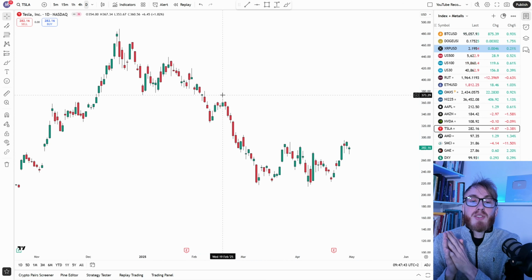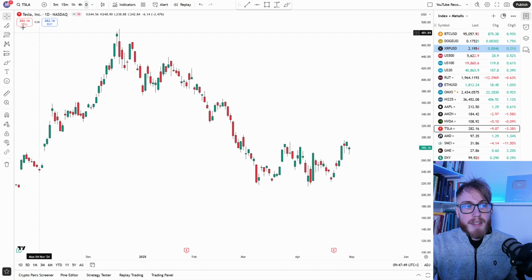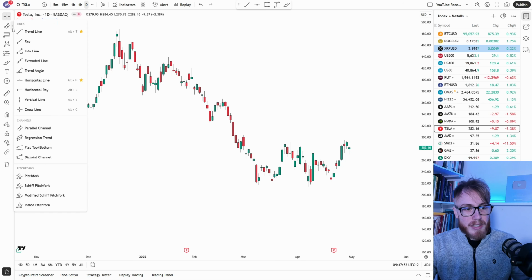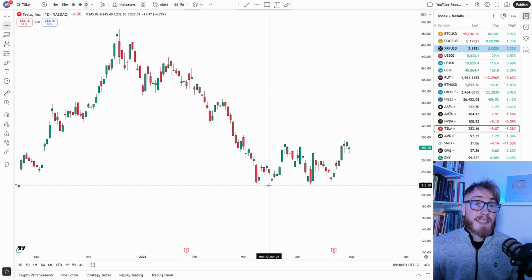But now, guys, let's switch the attention to a very simple but very powerful tool. Or let's actually first start with this tool. So the next tool I want to show you guys is the tool right here called horizontal line. I think that this is one of the most used tools in TradingView.